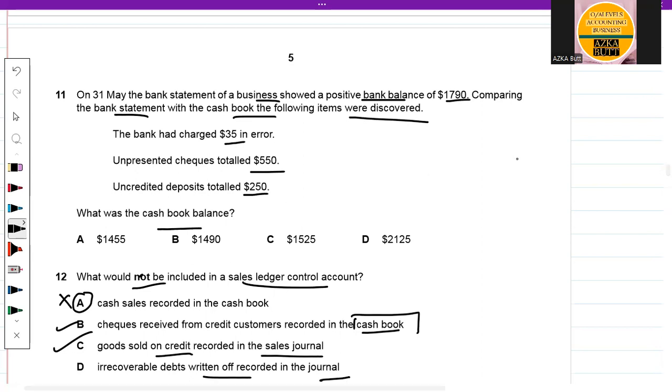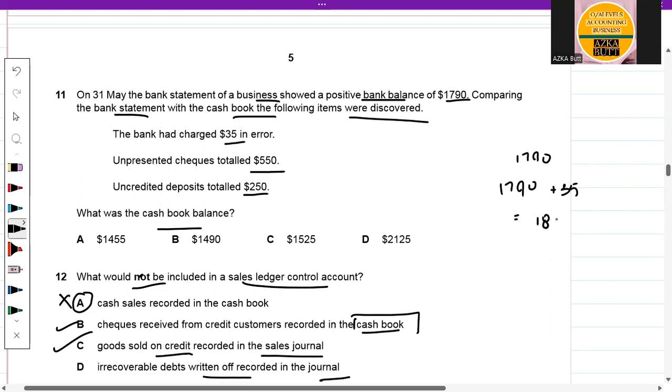So 1790 is the original amount first. Okay. So bank charged $35 in error. So we add this back to the balance, because this is not deducted in the cash book. That's why we have to add back $35. So this is 1825. Okay, so unpresented cheques means that the cash book has recorded payments, but they haven't cleared by the bank. So that's why we have to subtract it. And unpresented cheques are 550.